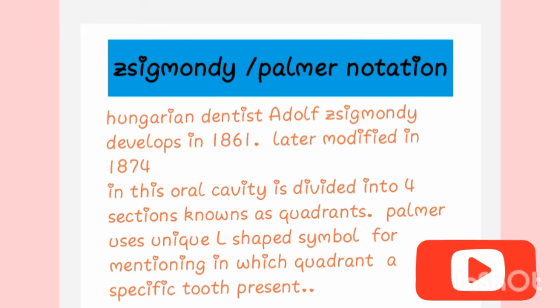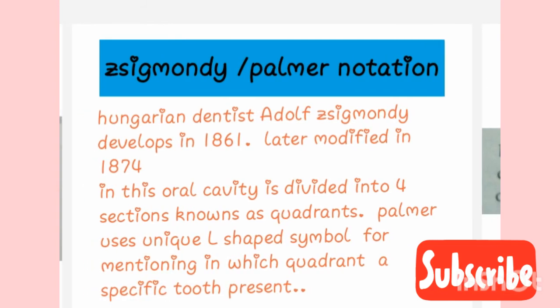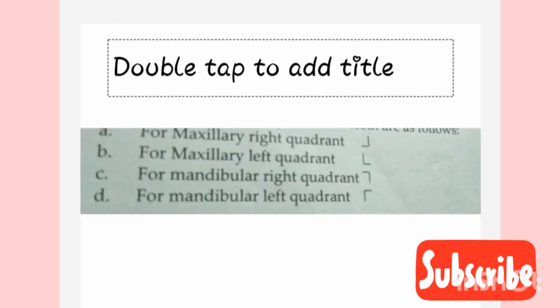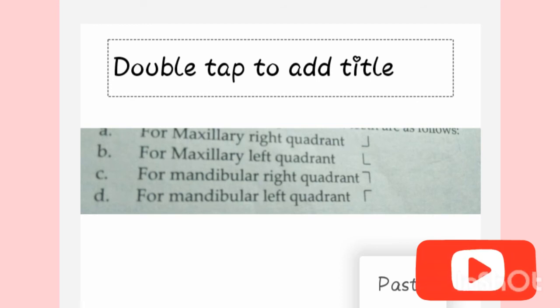And in this system, the oral cavity is divided into 4 sections, which are known as quadrants. Palmer uses a unique L-shaped symbol or grid for mentioning in which quadrant a specific tooth is present. Okay, this is somewhat complicated, but if you understand these 4 points which I am telling you in the next slide, it will be very easy for you. Like this.